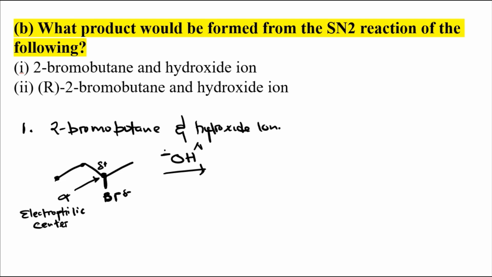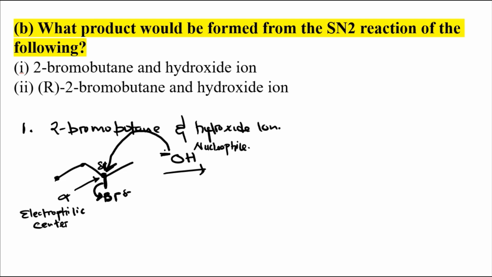This is a nucleophile here. The nucleophile has got a negative charge. So this negative charge of the nucleophile will be attracted to the partially positive electrophilic center. This nucleophile is going to attack this electrophilic center at the back of the halogen. So there's going to be backside nucleophilic attack. And when the backside nucleophilic attack happens, this halogen is going to leave.